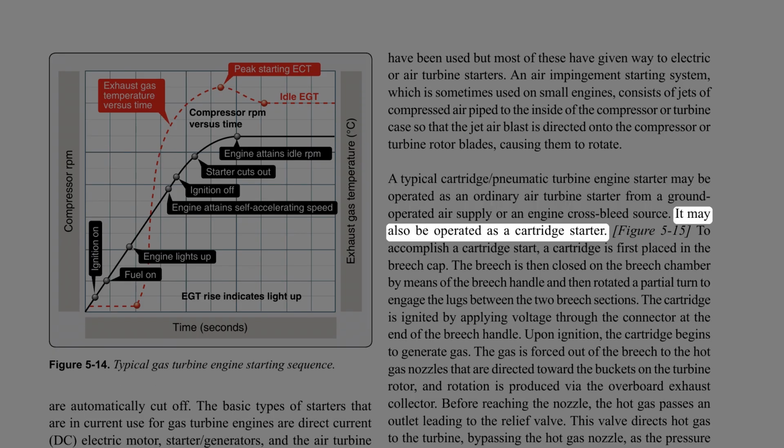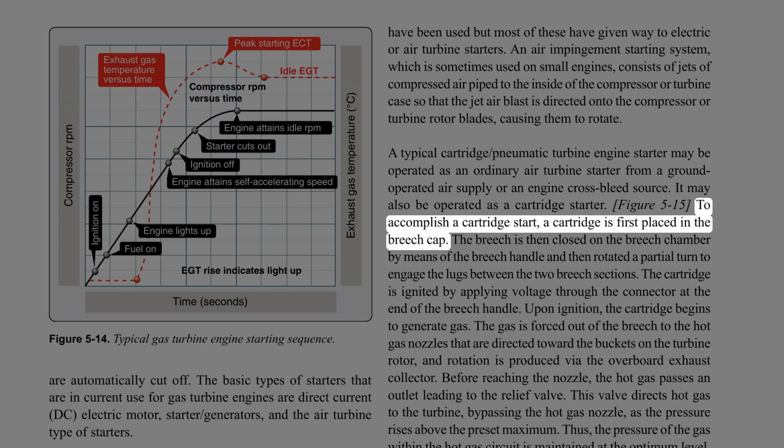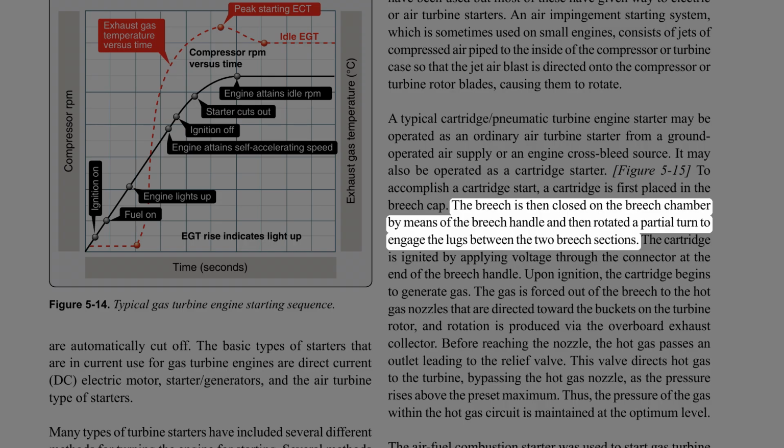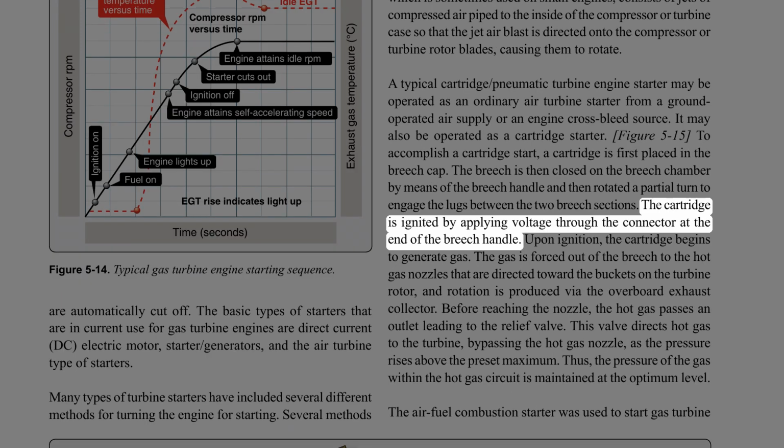It may also be operated as a cartridge starter. To accomplish a cartridge start, a cartridge is first placed in the breech cap. The breech is then closed on the breech chamber by means of the breech handle and then rotated a partial turn to engage the lugs between the two breech sections. The cartridge is ignited by applying voltage through the connector at the end of the breech handle.